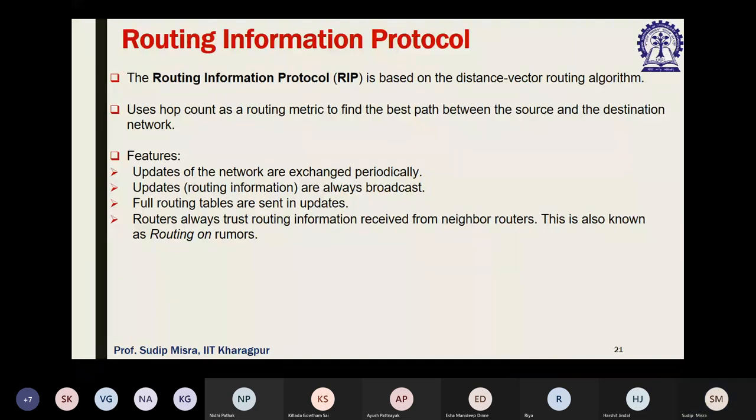So let us talk about the routing table, because ultimately in any distance vector routing protocol, these routing tables in the routers will need to be updated. Okay, and last class we have seen in general how the routing tables are updated in any distance vector routing protocol.